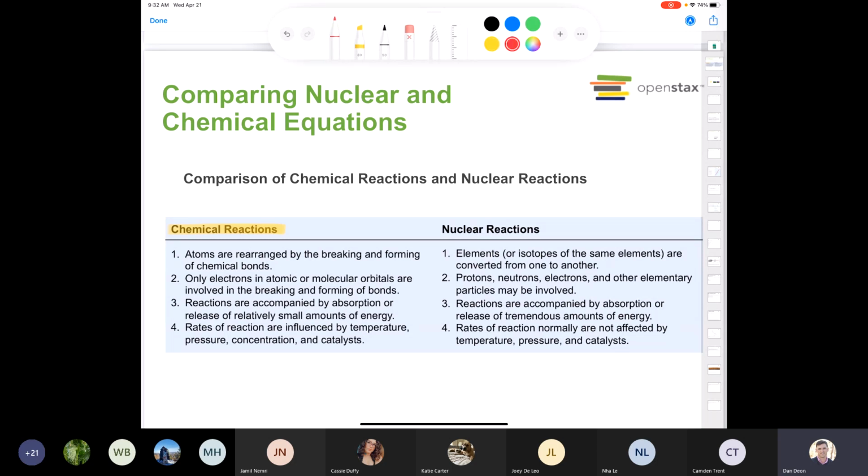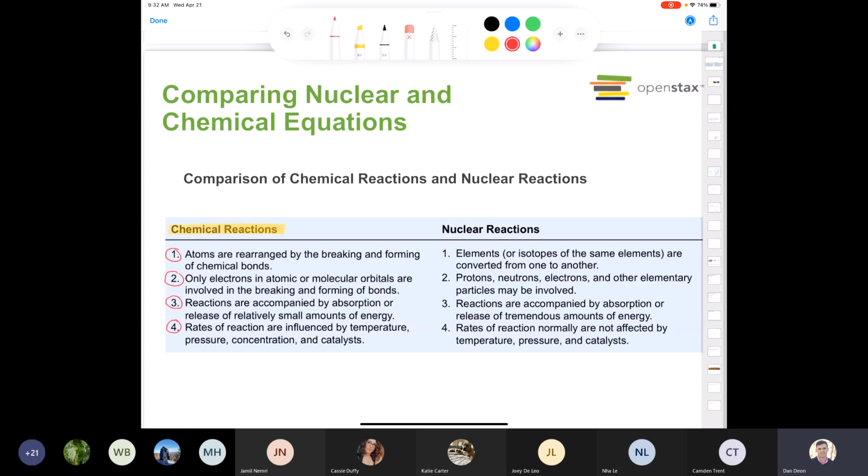But everything we looked at involved atoms rearranging by breaking and forming bonds, right? We looked at heats of formation of reactions, for example. We only talked about electrons as being involved in reactions, especially valence electrons. Reactions were accompanied by absorption or the release of small amounts of energy, right? We could have endothermic or exothermic reactions. And we saw that rates of reaction, going back to our kinetics chapter and our equilibria chapter too, are affected by temperature, pressure, concentration, and catalysts as well.